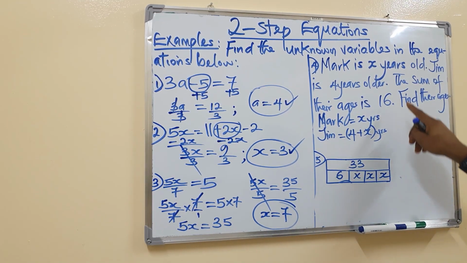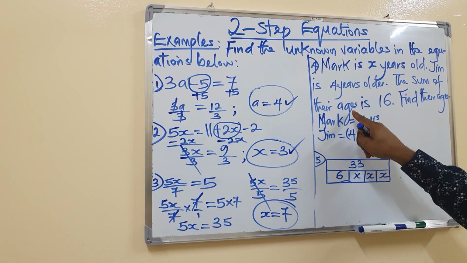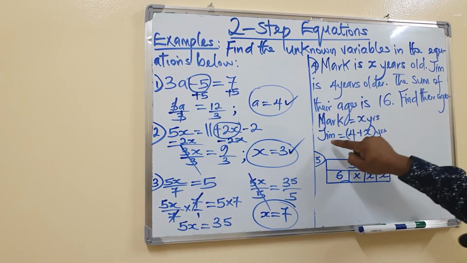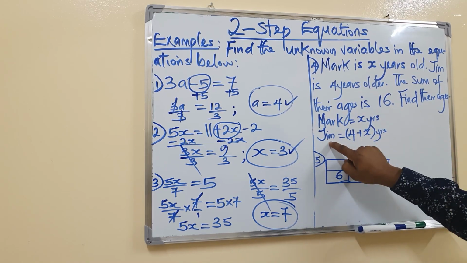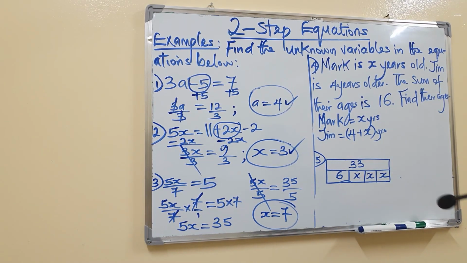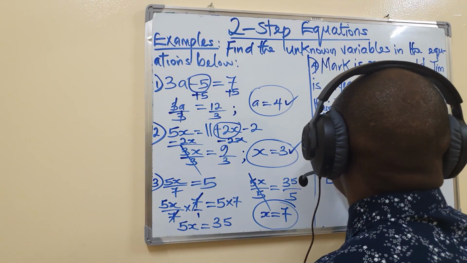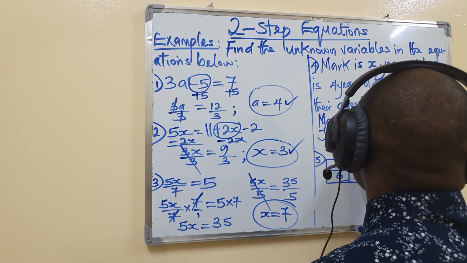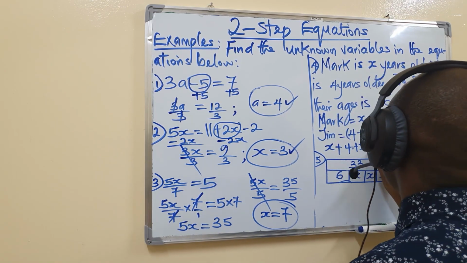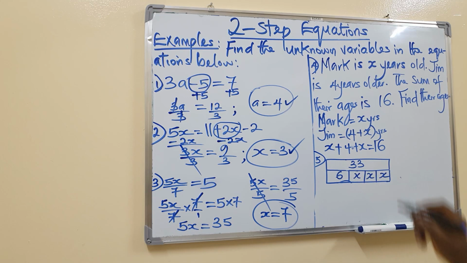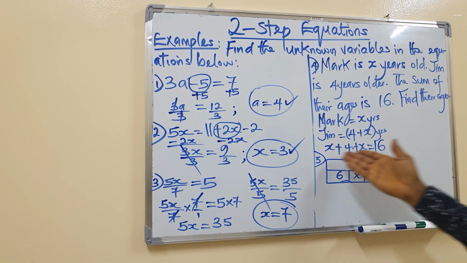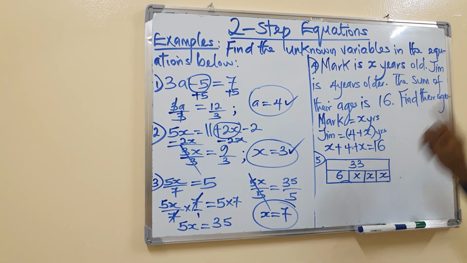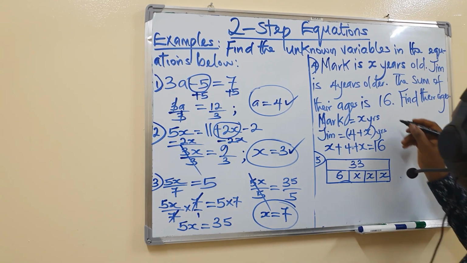And then the next part says the sum of their ages is 16. It means if I add Mark's age to Jim's age, the total will be 16. So I'll just write it like this. Mark's age is x years. Jim's age is 4 plus x years. So if I add all of them together, my answer will be 16. Did you just notice that I've ended up forming an equation here? The question now is find their ages.